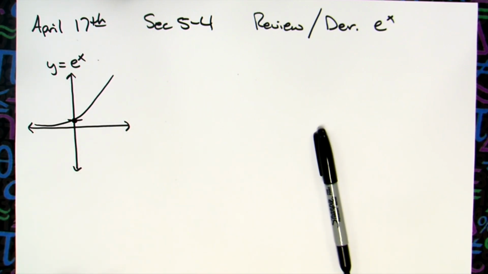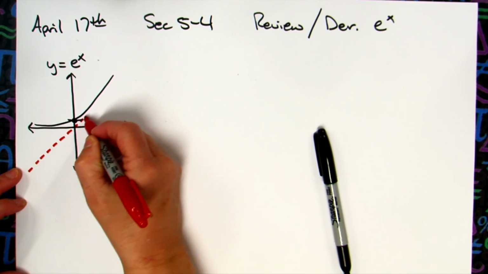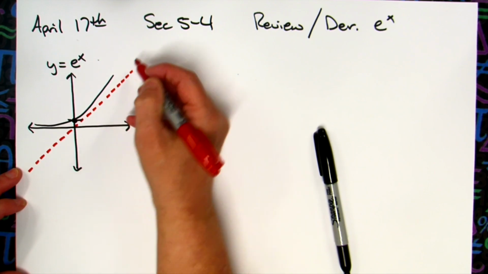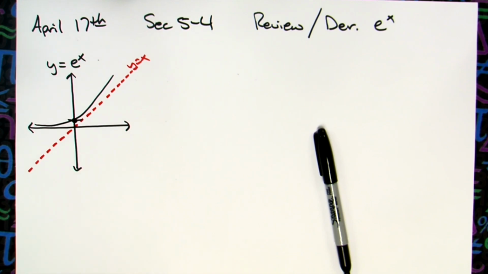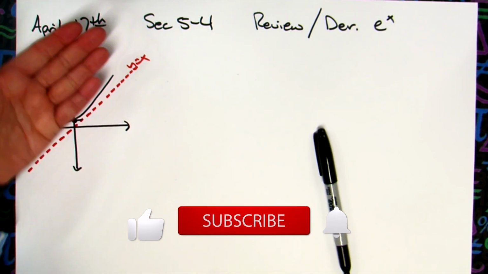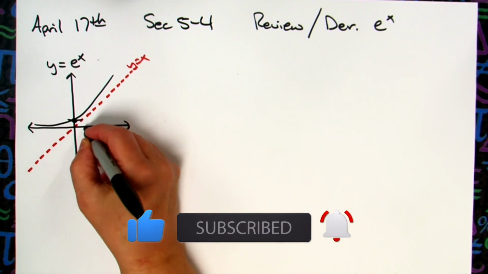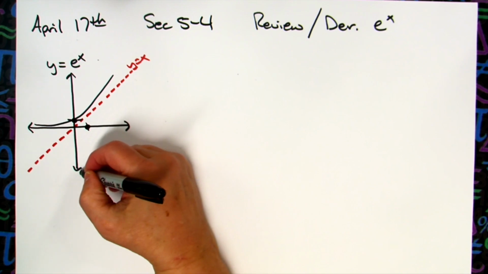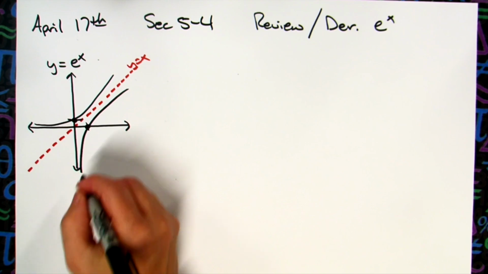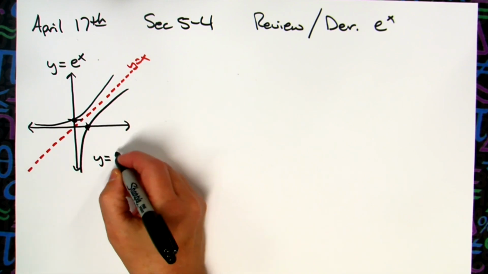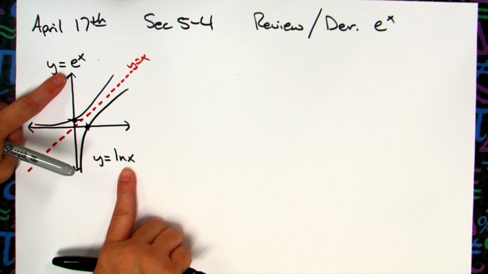And then, do you remember inverses? All right, your y equals x line. If I want the inverse function of e to the x, then it's going to be the reflection across that y equals x line. So instead of going through (0, 1), it's going to go through (1, 0). And then do we remember what this one is called? That one is y equals natural log of x. So basically this and this are inverse functions.